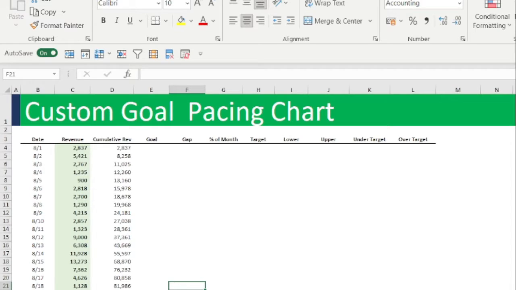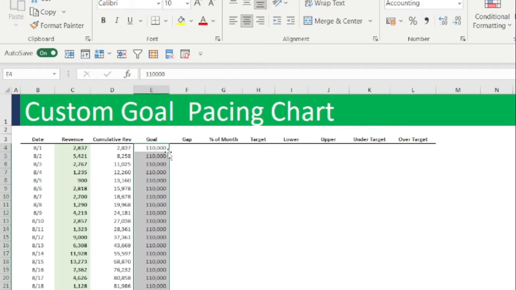Then looking at the goal now. Our goal is a constant. We are going to use 100K. We can take this as UGX. Now the gap. I've already told you that the gap is the shortfall between the cumulative and the goal.